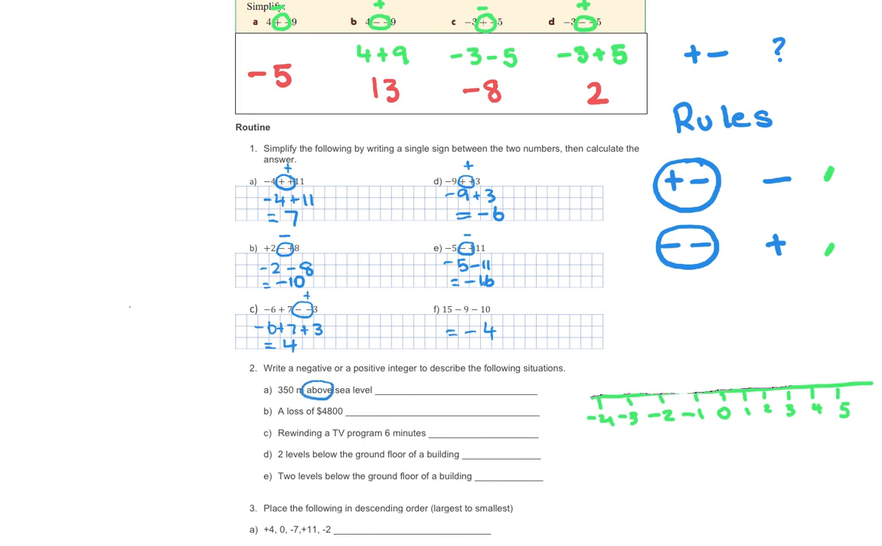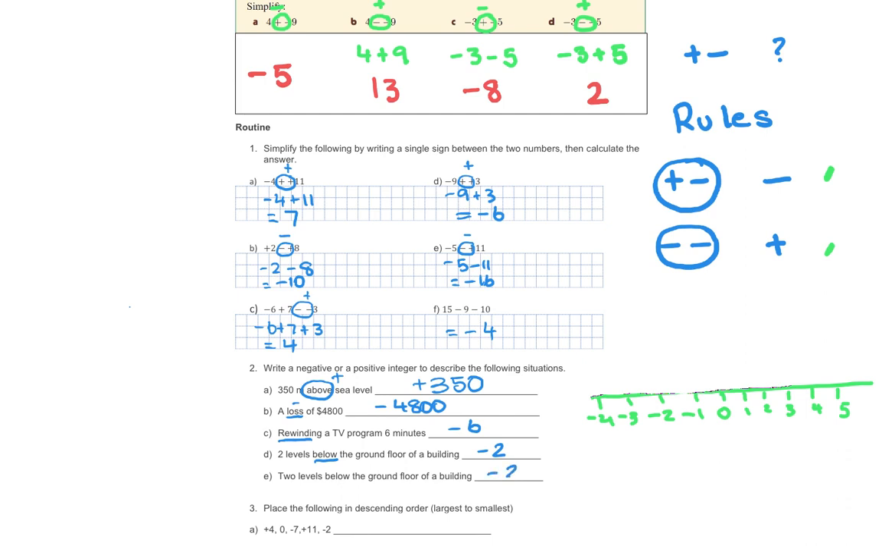Okay, the next question is we're going to take some words and put them into numbers. So 350 metres above sea level. The word above tells us it's a positive number. So we write plus 350. A loss of 4,800 means it's a negative. Rewinding, so going backwards, would be negative. Below the ground floor is negative. Next question seems to be the same, so we'll leave that.